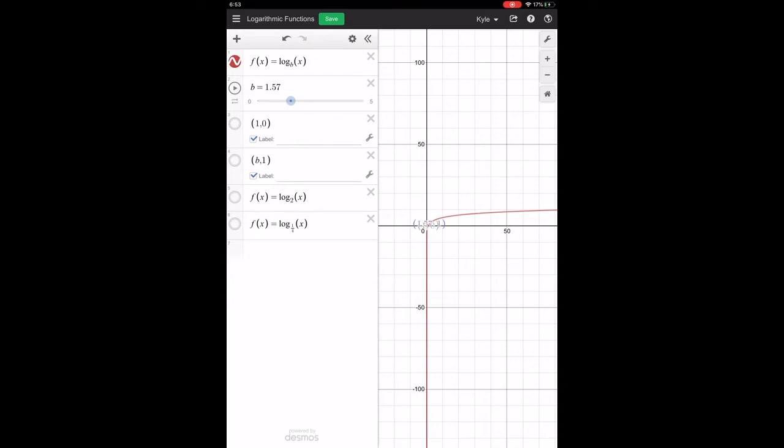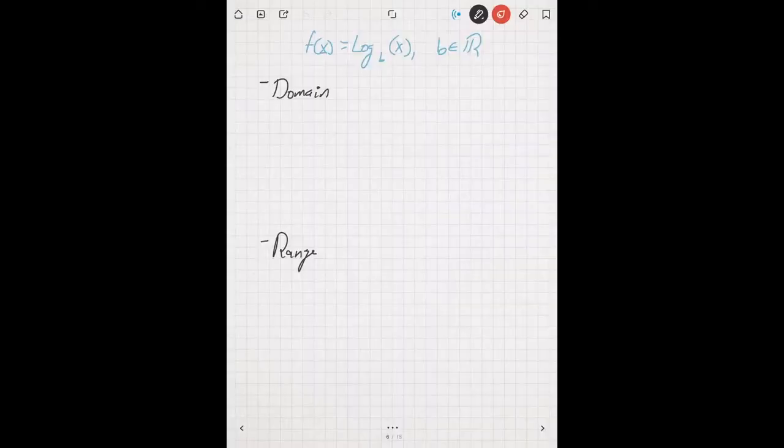So we can say that the range for these is always negative infinity to positive infinity. So if we wrote this down, the range would be negative infinity to infinity. No matter what shape you make the graph, whether it's curving up and to the right or down and to the right, it's still negative infinity to infinity.